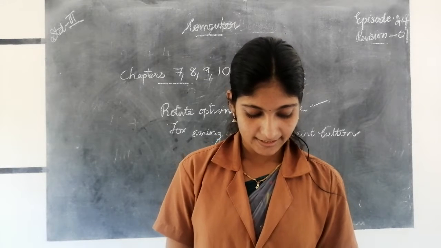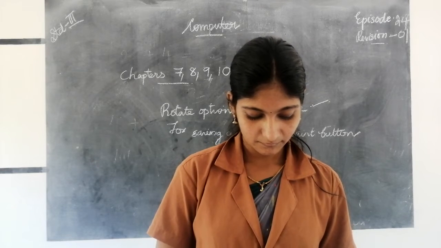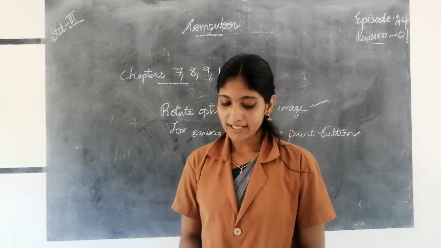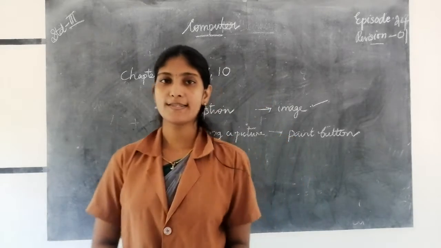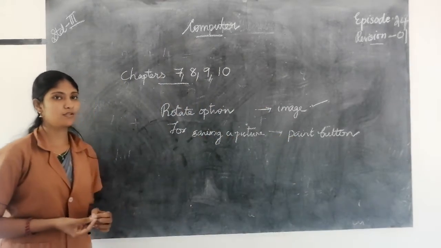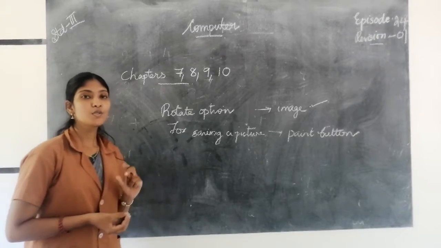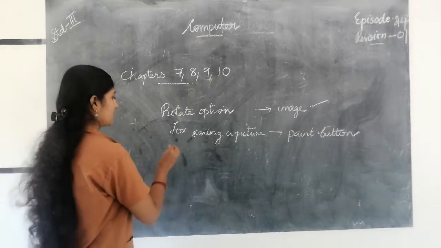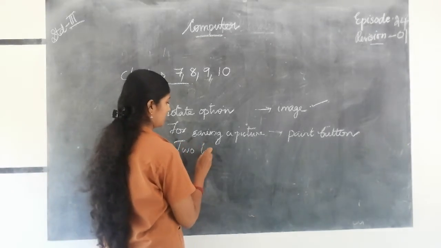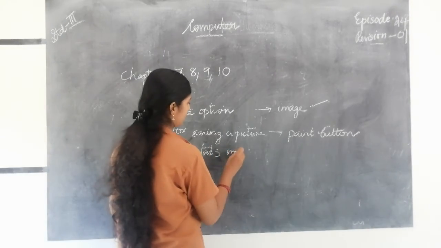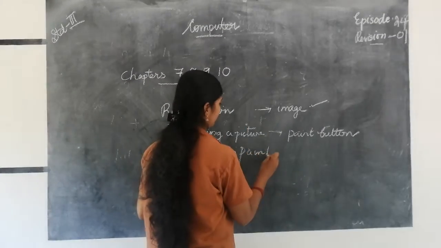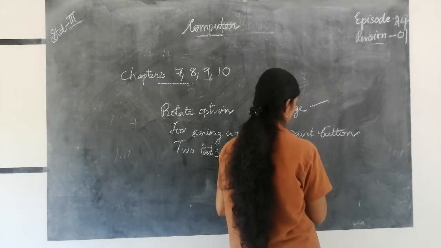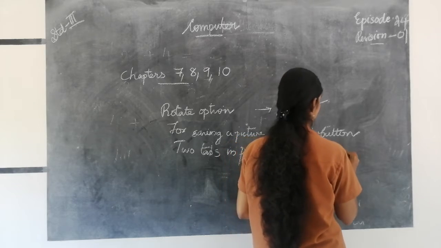Then the next one: how many tabs are there in a paint window? Two tabs in a paint window. What are they? Home tab and view tab. Two tabs in paint window: home tab, view tab. Okay.